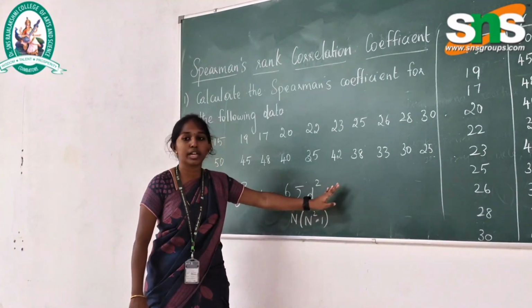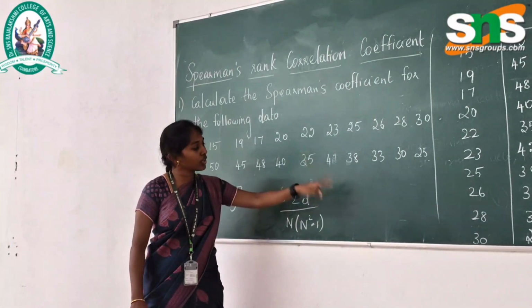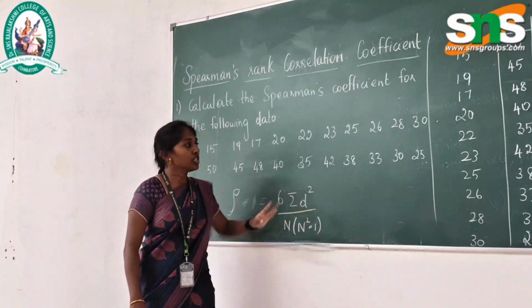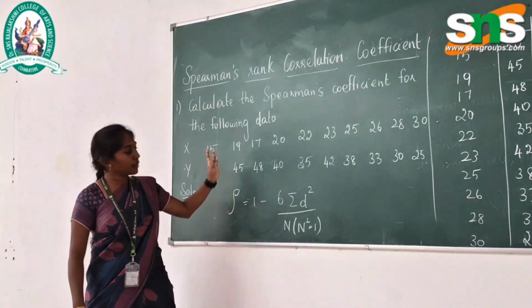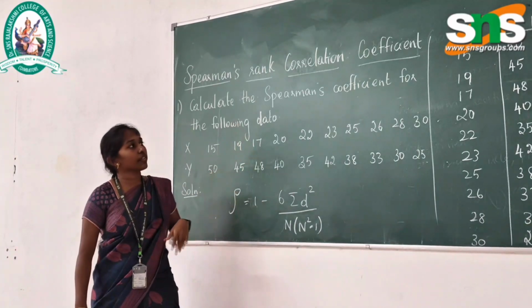term, that is m into m square minus 1 divided by 12. If two numbers are repeated, again we are going to add another term, that is m into m square minus 1 divided by 12. So here no numbers are repeated, so I am going to use this formula. So first we are going to find what is the rank for the given problem.